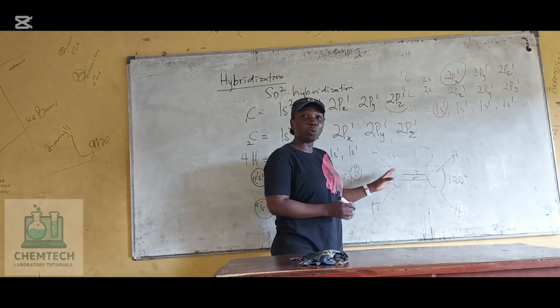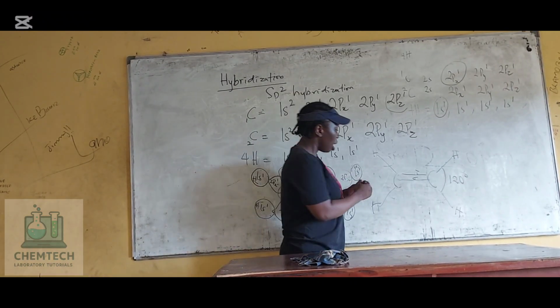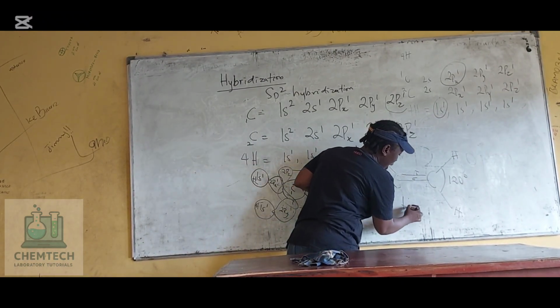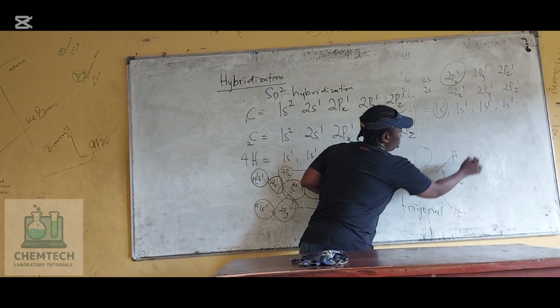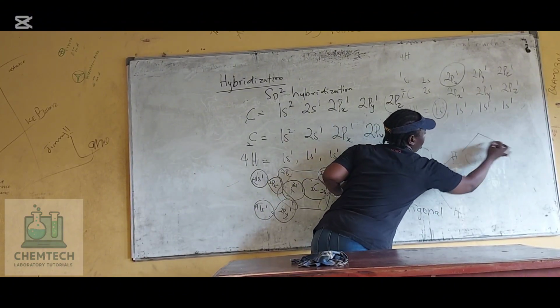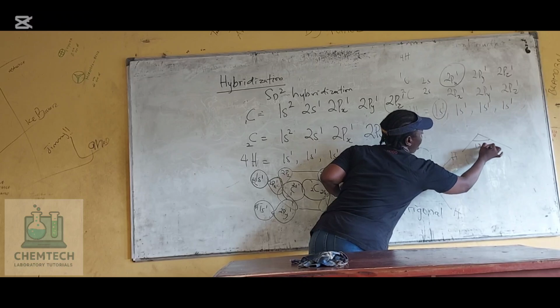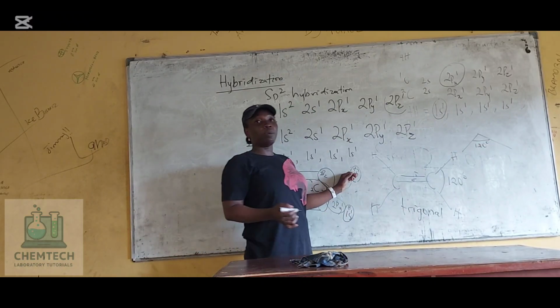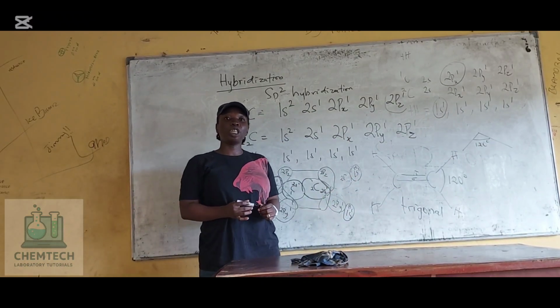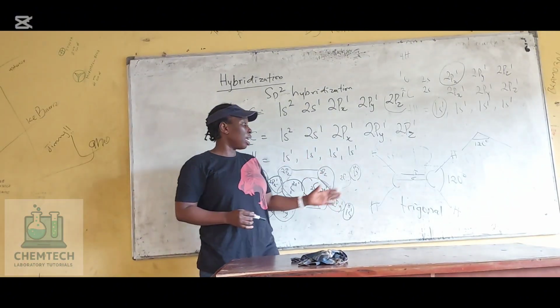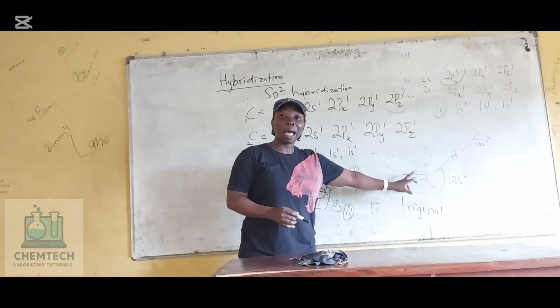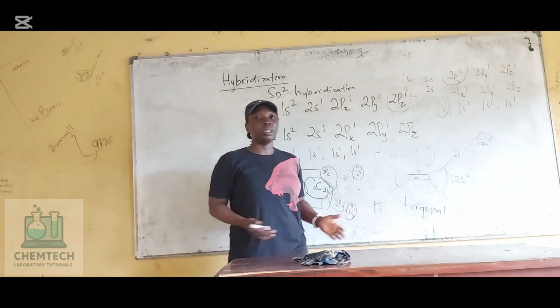So an angle of 120 degrees will give us a trigonal planar shape. That means it's triangular. So it's something like this. Triangular. So the shape becomes triangular. Every shape of sp2 is trigonal planar. Planar because we have a pi bond that is not used for bonding.